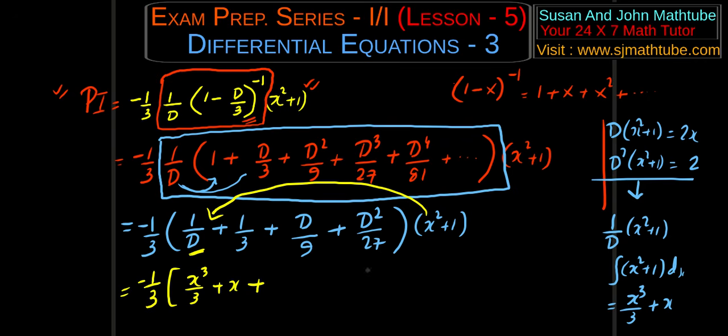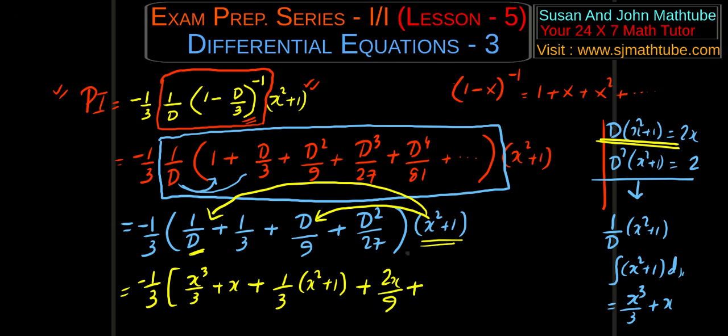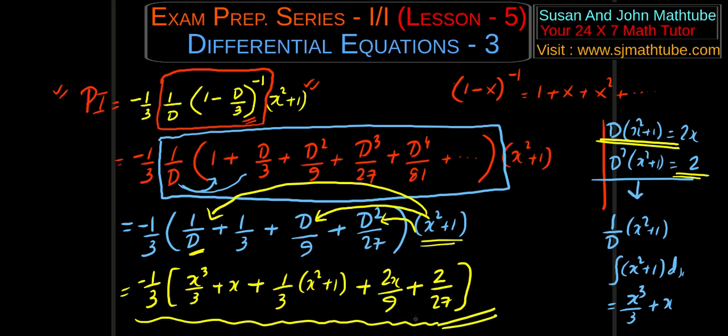Any number into a function will be that function. So you're going to get 1 by 3 x square plus 1, plus, yeah, the next one is serious. It's the derivative, and the derivative is 2x. So 2x by 9, plus the next one is the second derivative, and the second derivative is 2. So 2 by 27. Okay, that's it. But in the exam, don't leave it as such. Take LCM, simplify, etc. And that is something basic for you.